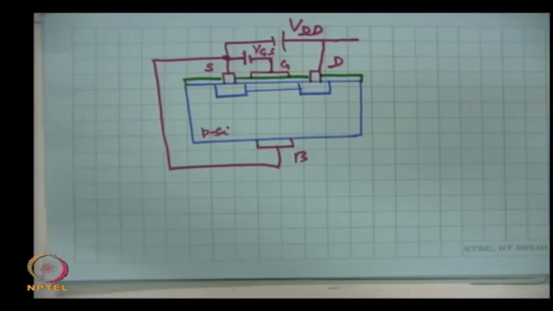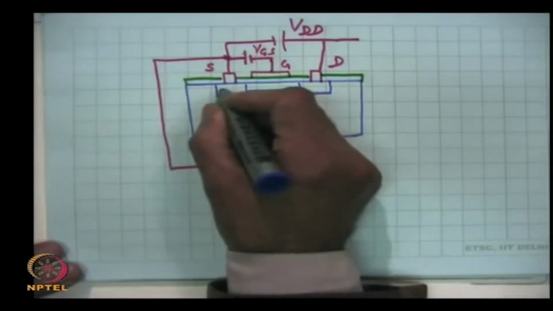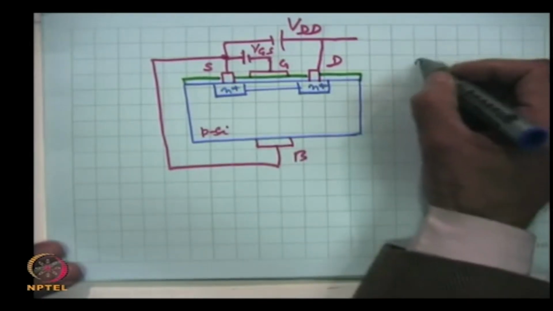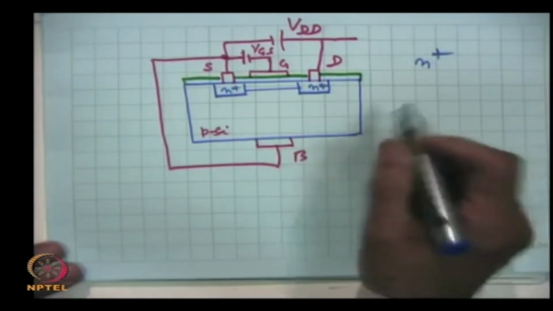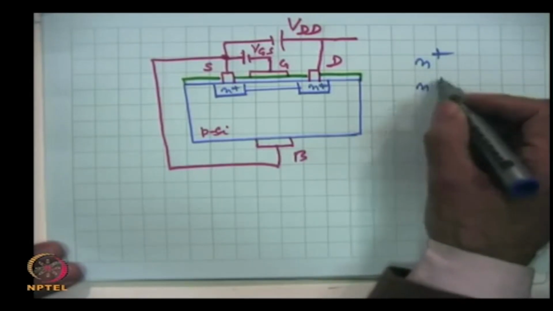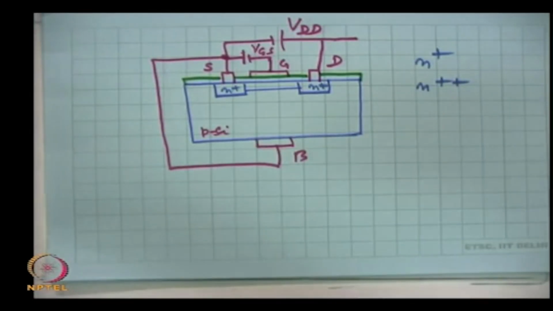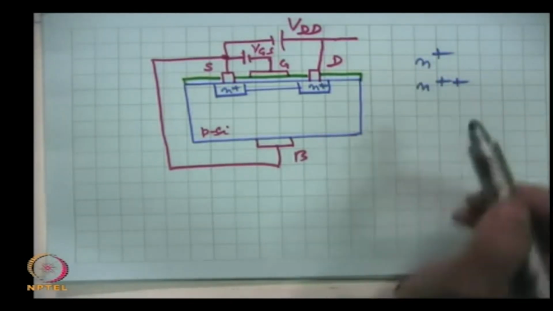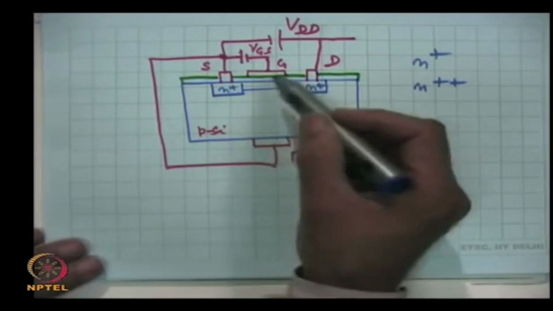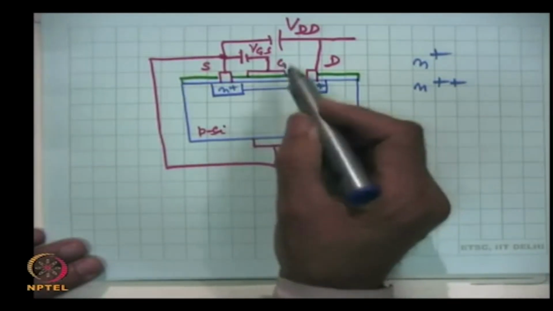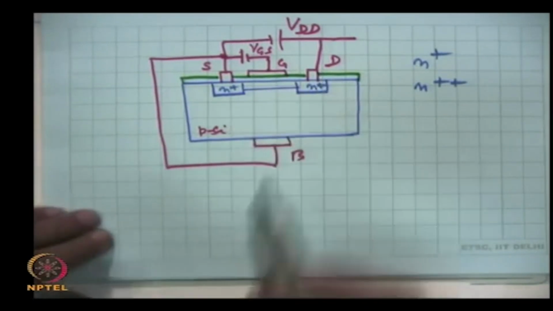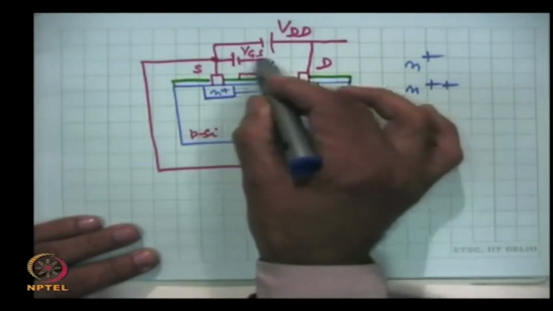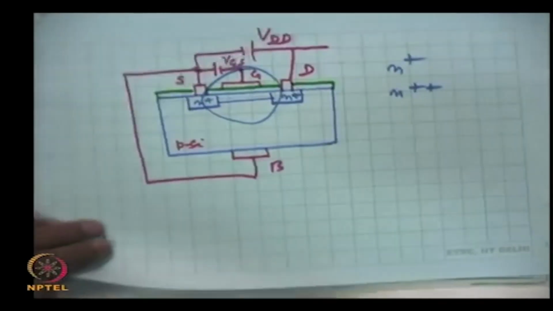The channel is N type, this is N region, this is N region, heavily doped, and heavily doped is represented by plus sign, and two plus signs is still more heavily doped than this. So, how will the field induce and the depletion region it will create? For that, let me just draw this portion much larger.